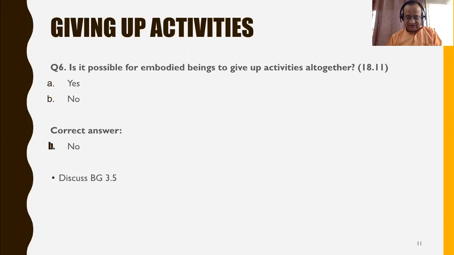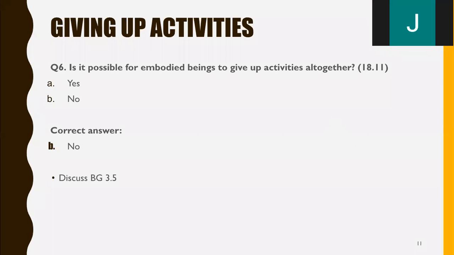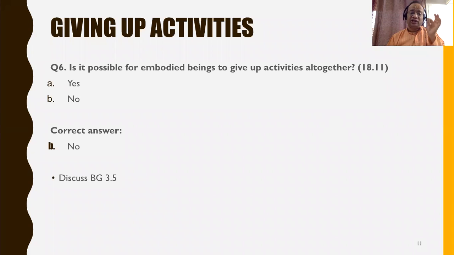In the fifth verse it is saying, Nahi kaschit kshanamapi jatu tishthatyakarmakrit. Akarmakrit means no action. Nahi kaschit kshanamapi, not even for a moment can a living entity remain inactive. So he is actually giving this reason.